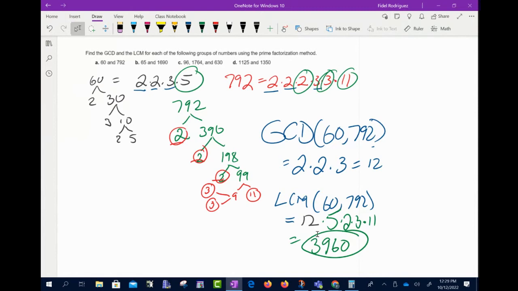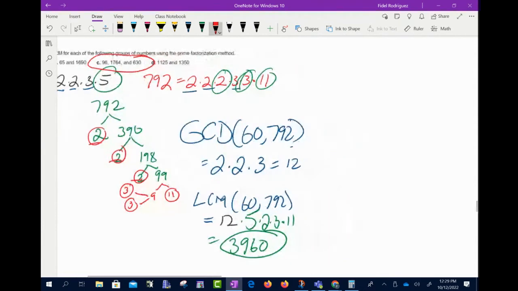So look, y'all, I think we kind of understand the process. I don't necessarily want to do all 4 of these, but I'm going to do part C because it does have 3 parts. And then, I don't know, we'll do part D, okay? I'm going to go ahead and skip part B for right now, just because, again, I think we have the idea. But let me do these 2 parts here. Okay, so 96, 1764, and 630.